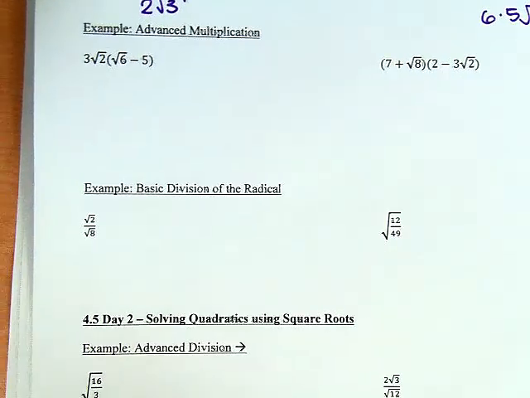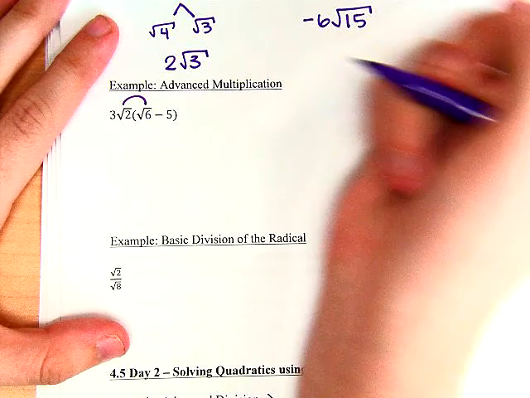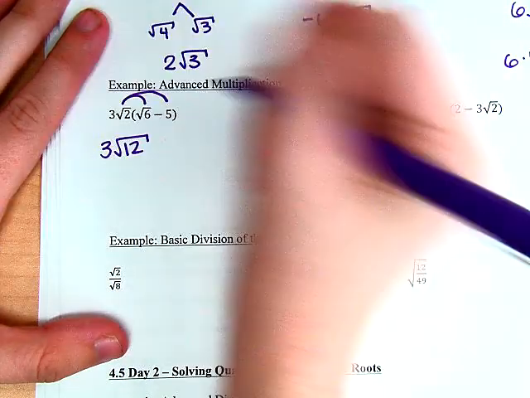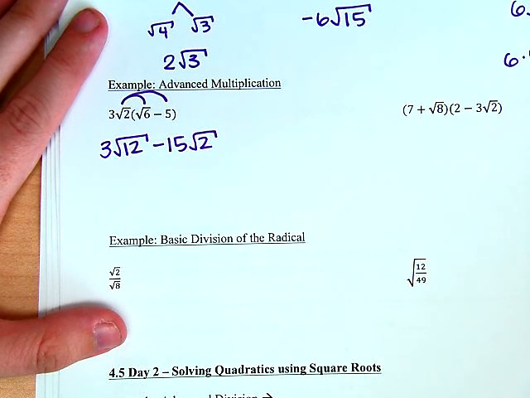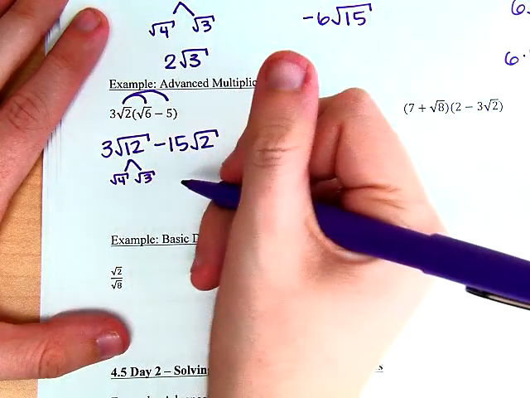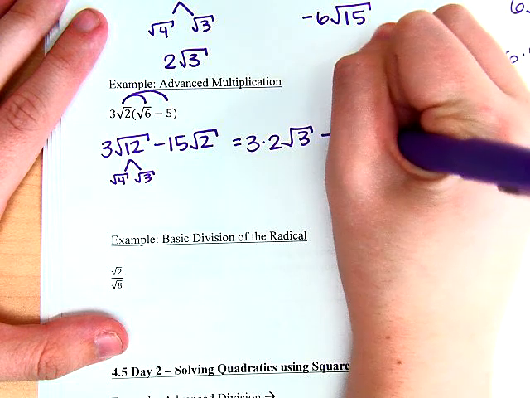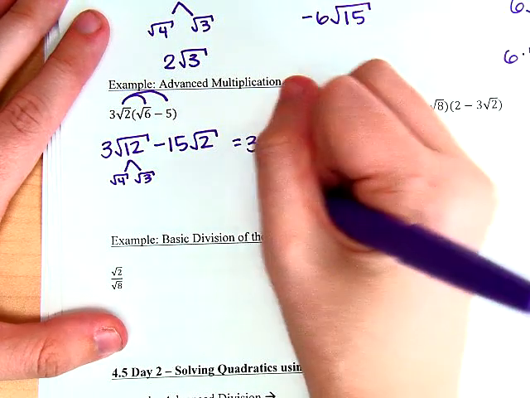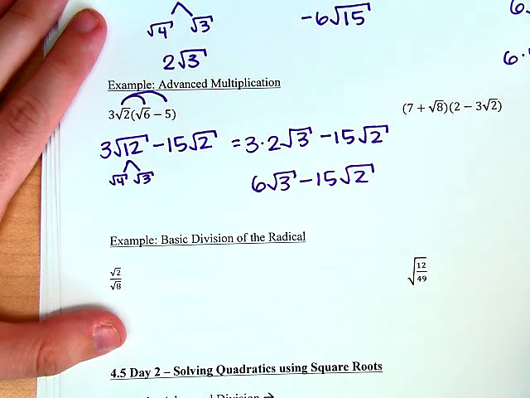Now, just like you can do with anything else, you can simplify these too. Advanced multiplication. 3 root 2 times root 6 becomes 3 root 12. 3 root 2 times negative 5 gives me negative 15 root 2. So when I simplify this, it becomes square root of 4 and square root of 3. So I got 3 times 2 square root of 3 minus 15 square root of 2. So I get 6 root 3 minus 15 root 2.